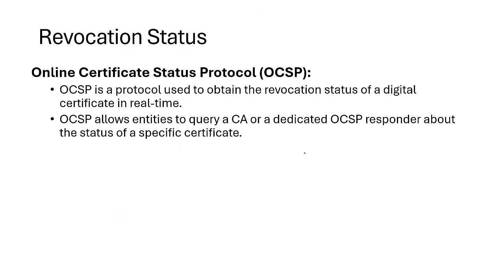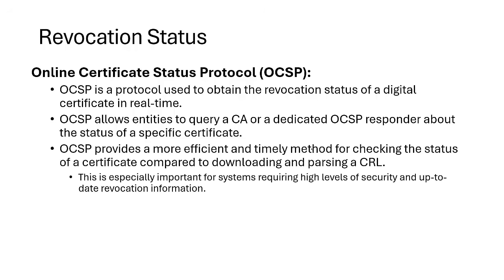But on the other side, OCSP is how a certificate obtains the revocation status of a digital certificate in real time. So any question talking about digital real time and all that, the answer is OCSP. And it allows an entity to query a CA directly on the function. That's why it is faster than the CRL.